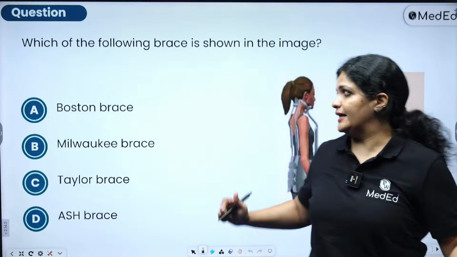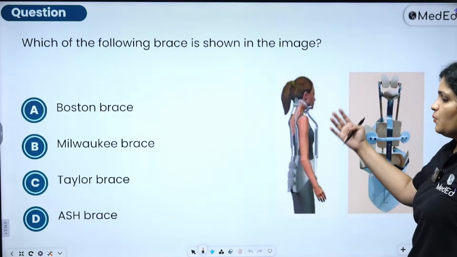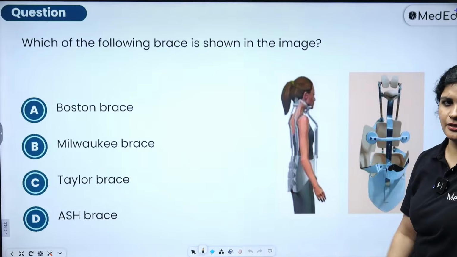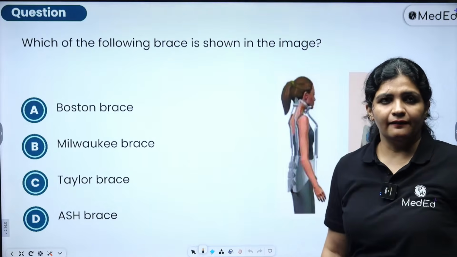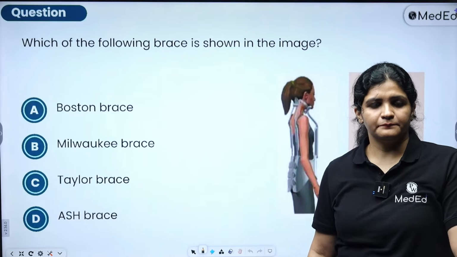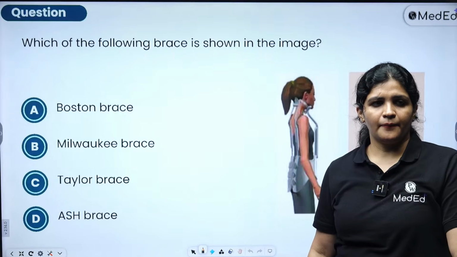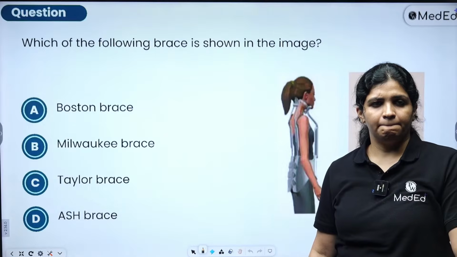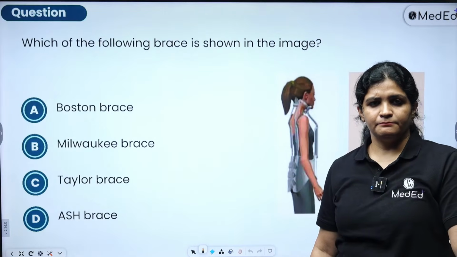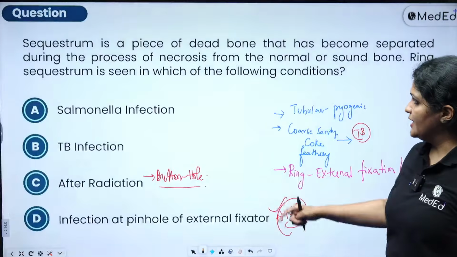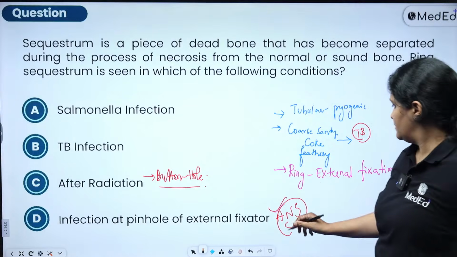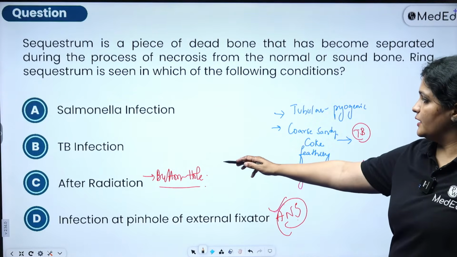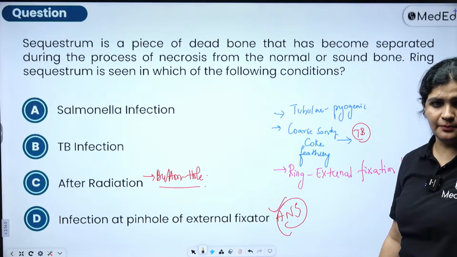Yes, this is a straightforward question. Which of the following is this particular brace? Is it a Boston, Milwaukee, Taylor's, Ash? Yes, quickly. So the answer we wrote here is this, right? And buttonhole sequestrum you see after radiation.